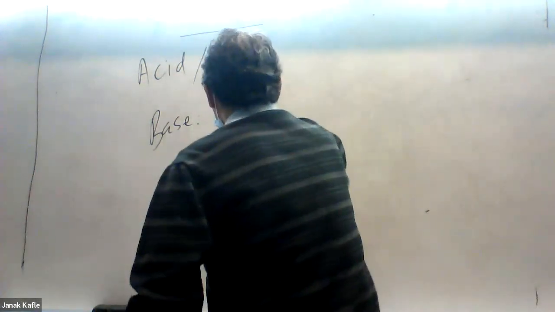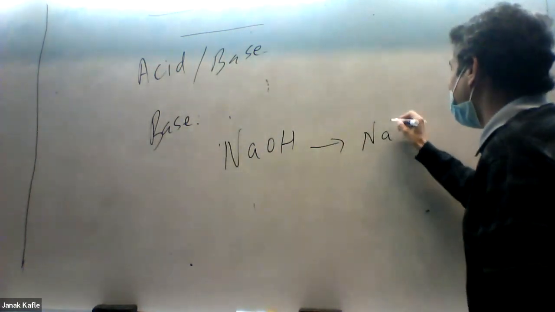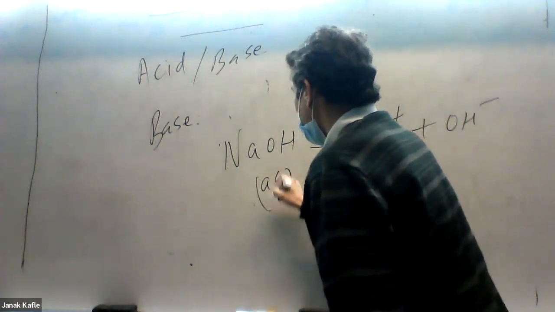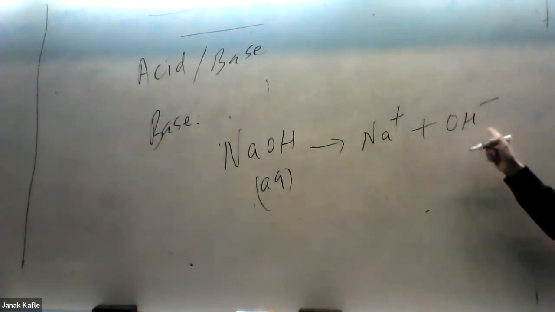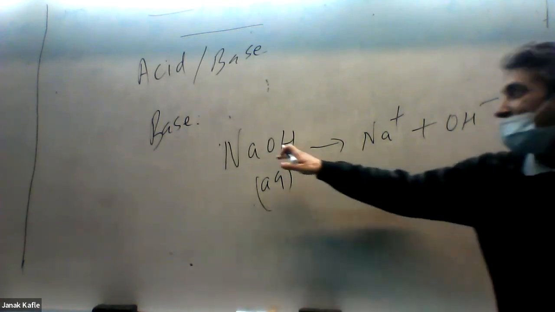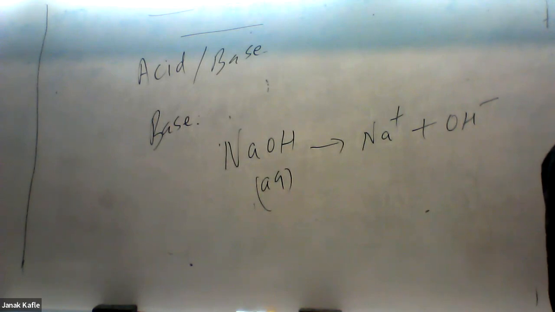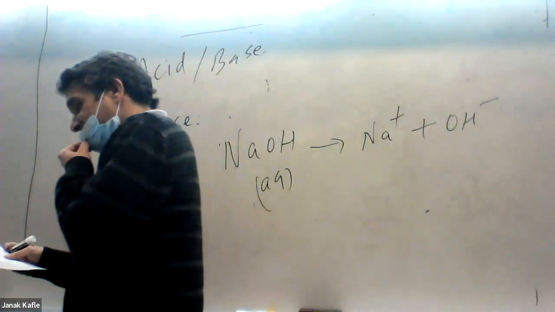So for example, you have NaOH. When I throw this in water, it is going to break like this, Na plus and OH minus. So in water, AQ means in water, right? And I throw this compound in water, it gives me OH minus. So that means NaOH is a base. Easy? So this is called the Arrhenius definition of acid and base.